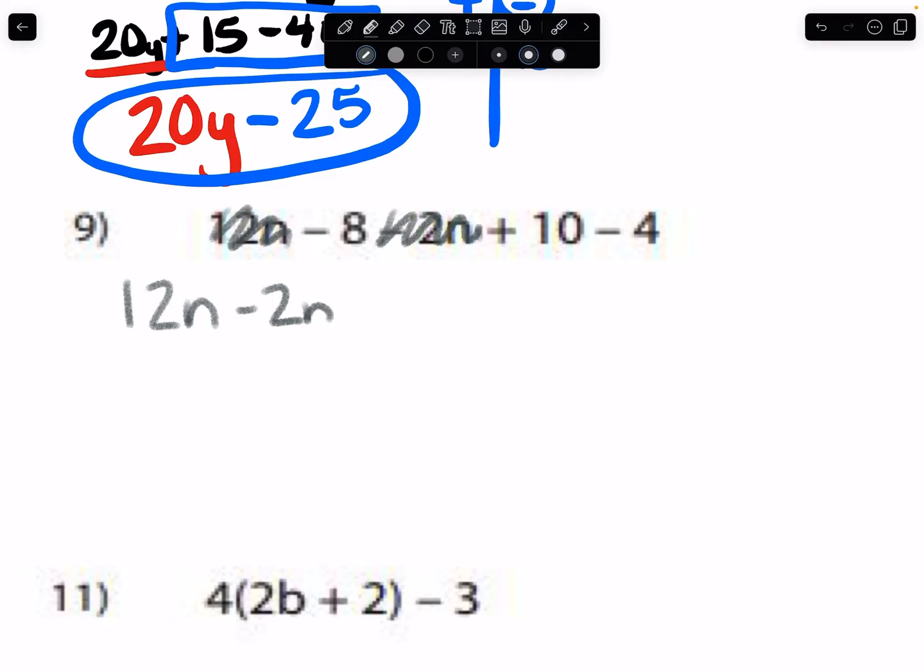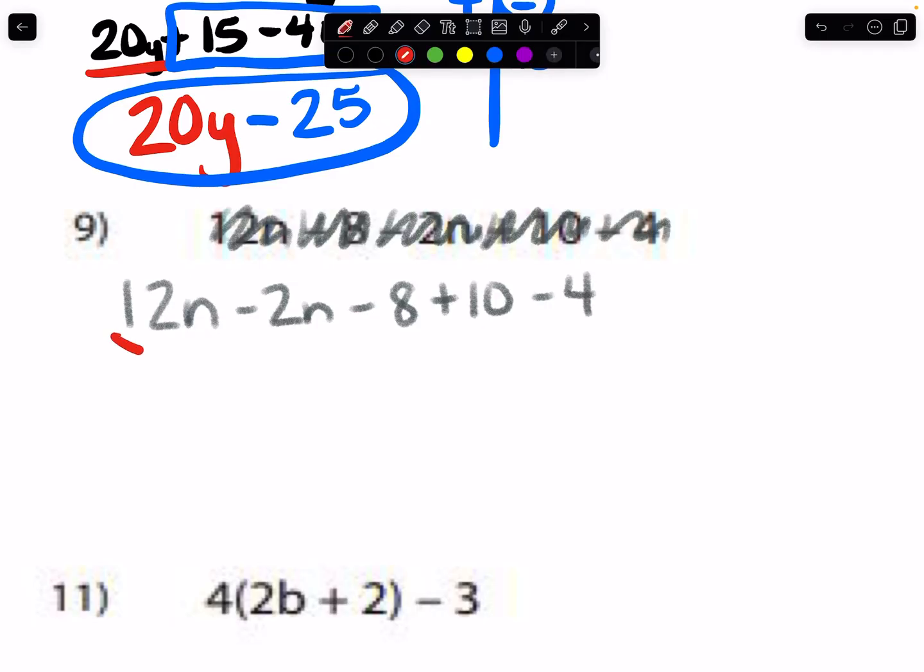I'm writing all of my n's first. Then I'm bringing down all of my constants that do not have any variables. Then I'm going to bring them together. 12 minus 2 means I have 10 n's left. This one can be tricky.